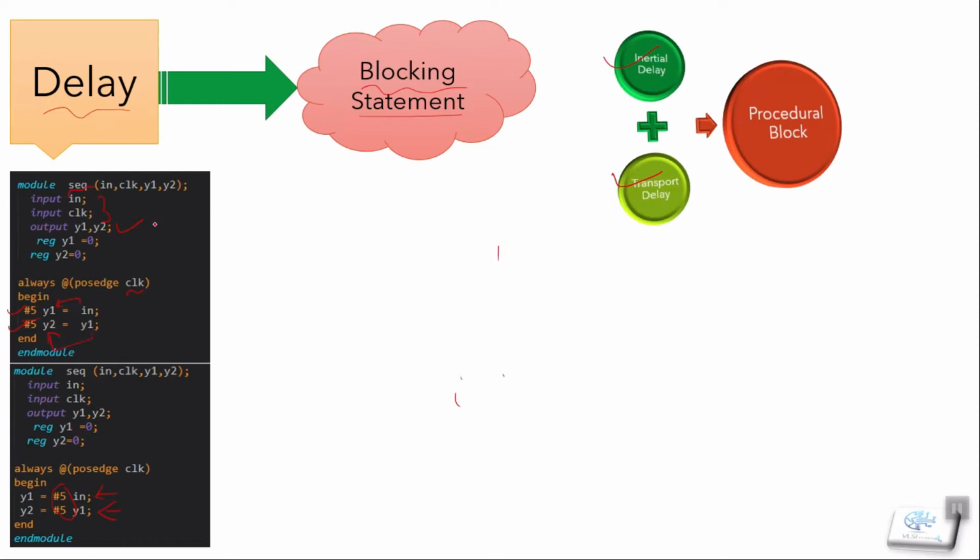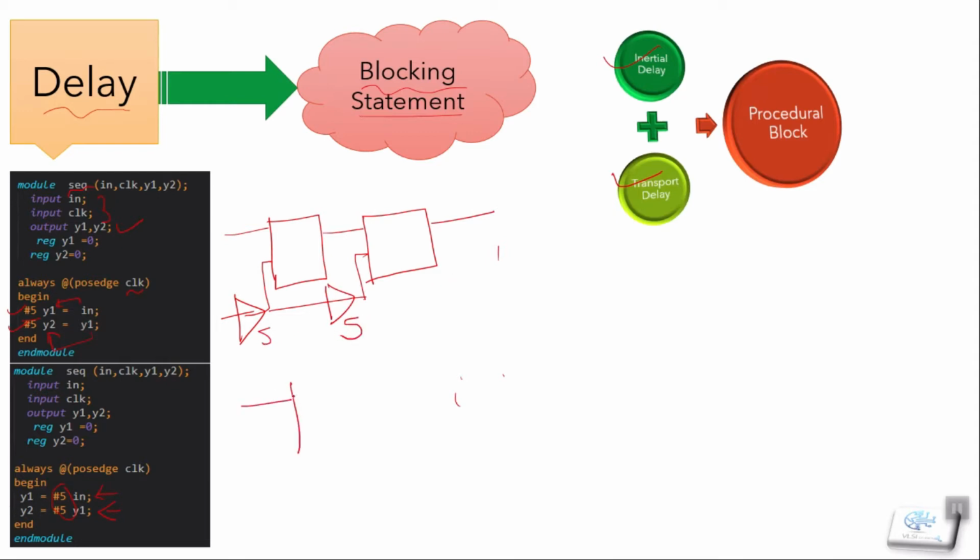Let's understand how they're going to work on the hardware. It's like our input going into the hardware, and there is a clock and the flip-flop output. Actually, this is how it works. Our delay of 5 here, our delay of 5 here. And for our transport delay, this is the delay of our flip-flop, or any gate if we are using one for a combinational circuit.